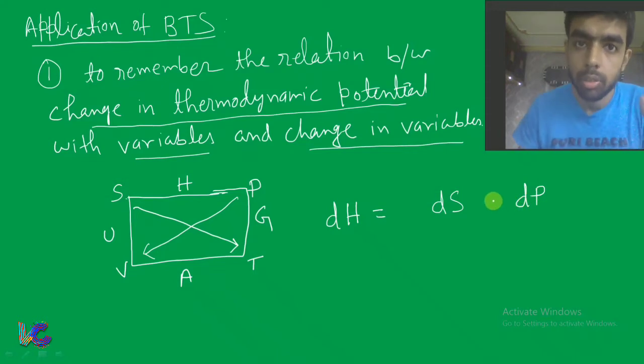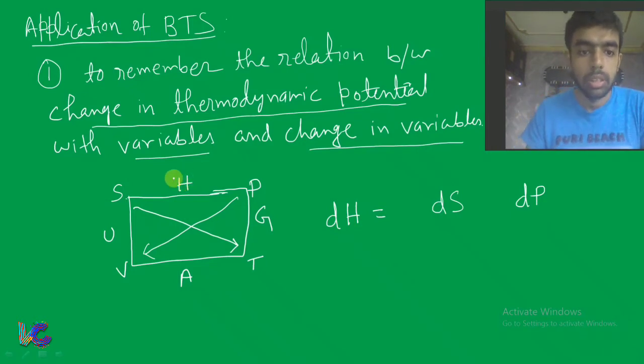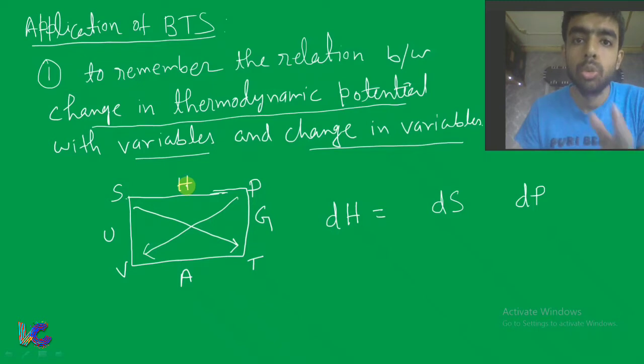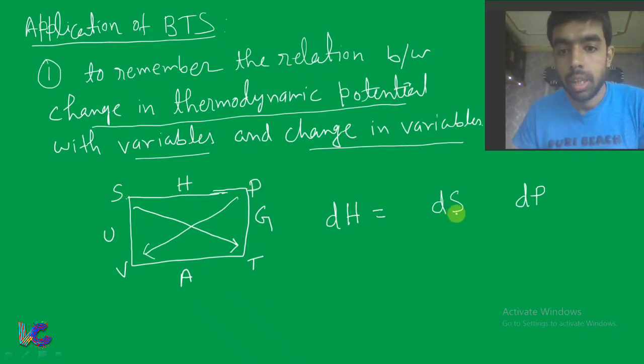So first what we have to see? We want to get the expression of dH. That means we have to find out the H in the Born thermodynamic square. So this is the H. Now let's see, this H is in between which two variables? So H is in between S and P. So I write dS and dP here.